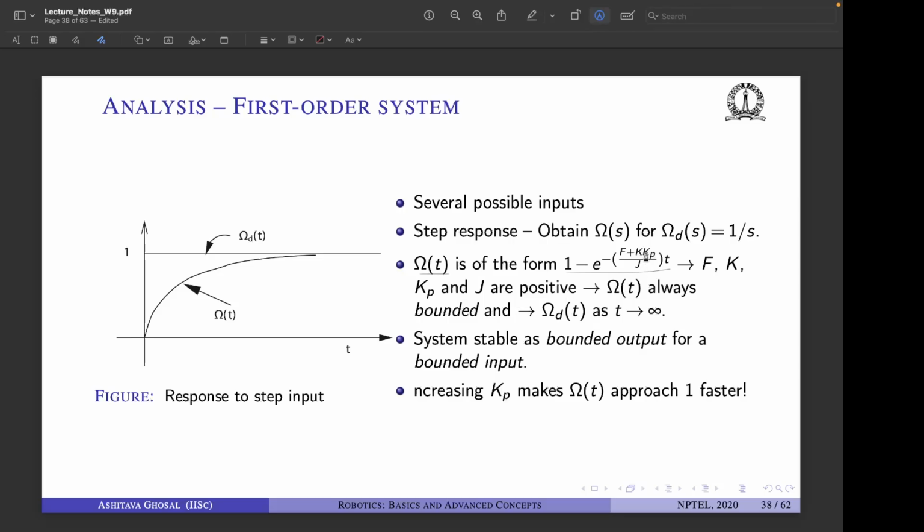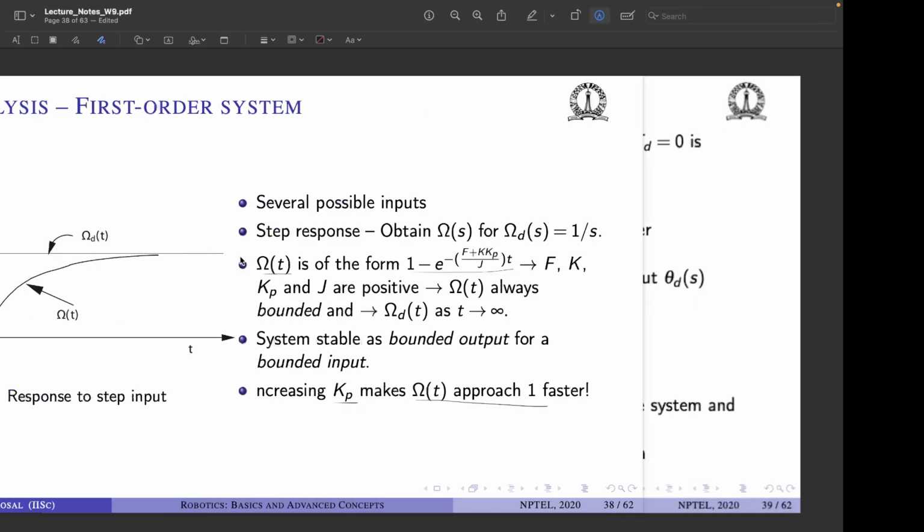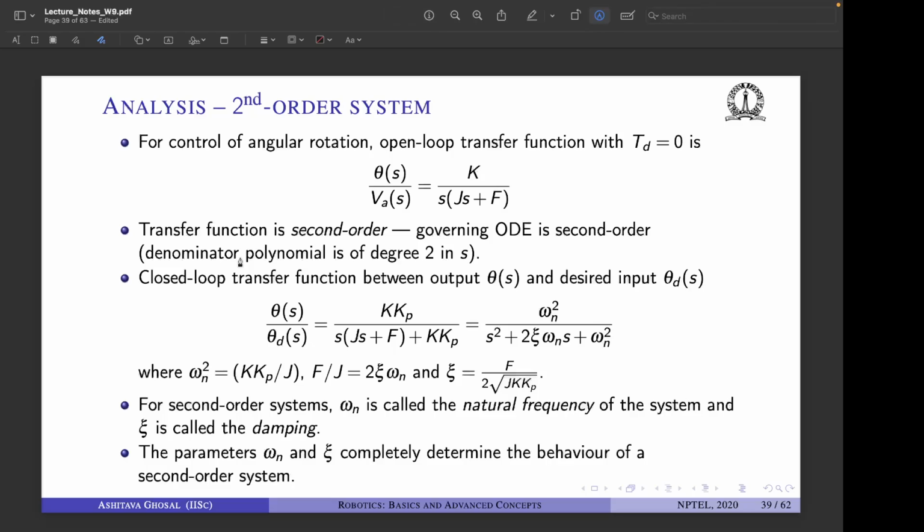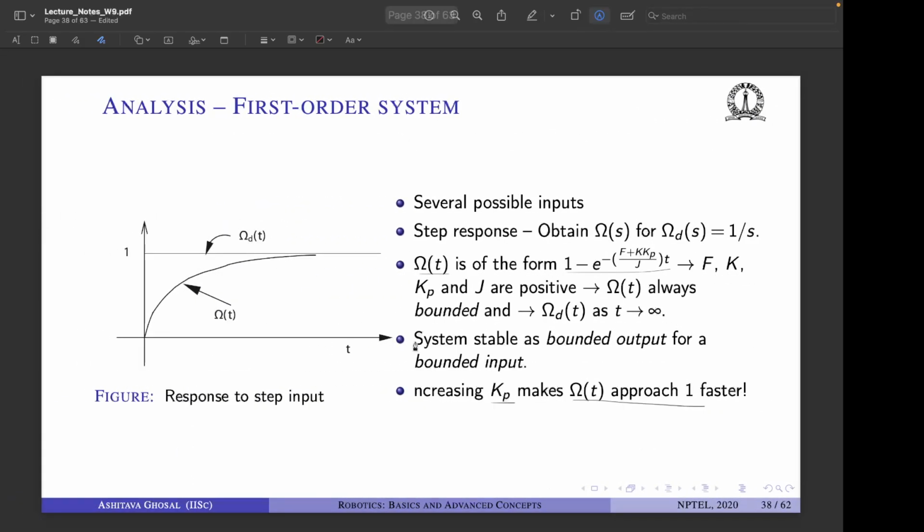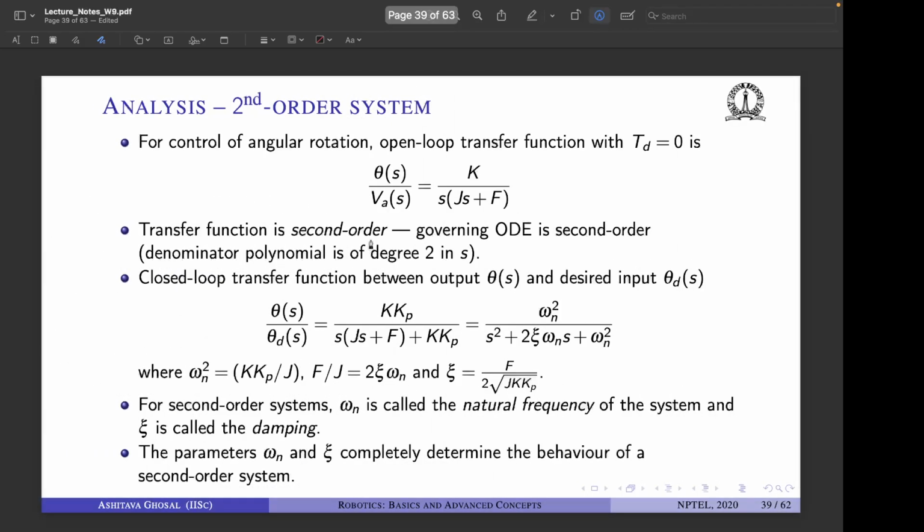And if we increase Kp, then the numerator increases, which means this term increases. And so increasing Kp means omega actual will approach the desired much faster, right? So this is the analysis of the first order system. So we see that by increasing Kp we can make this omega reach here much faster.